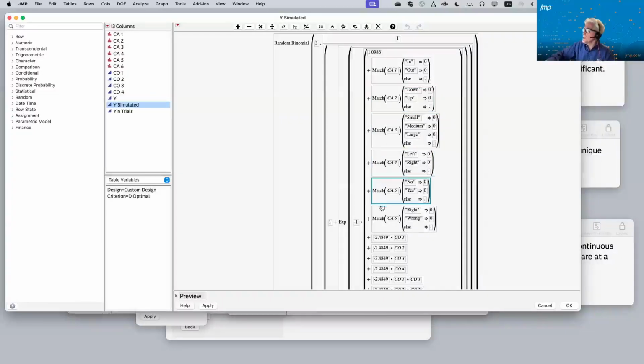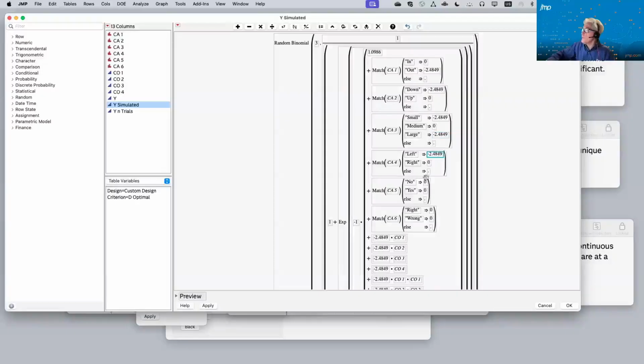In this case, these are my categorical factors 1 through 6. I need to specify, for example, in categorical factor 1, where is my baseline? I want to make sure that my baseline value is 0. So let's say my baseline is in. What I'm going to do is paste my effect size in out. Again, let's say up is my baseline, so we'll paste that in down. In this case, CA3 has 3 levels, so I'm going to leave 1 as my baseline. The other 2 are going to get my effect. Let's say small and large, and so on.